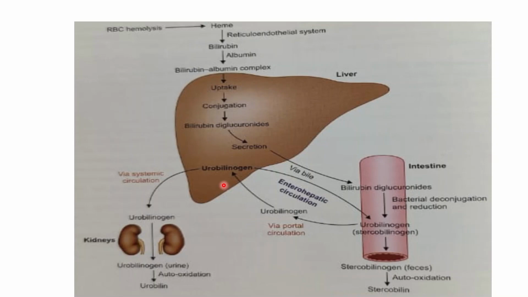This conjugated bilirubin gets converted into urobilinogen, and 90% of urobilinogen gets oxidized and converted to stercobilinogen, and it is excreted in the feces. A small amount of urobilinogen enters the enterohepatic circulation and is metabolized by the liver, and some part goes to the kidney, where it gets converted into urobilin and is excreted in the urine. So this is the whole metabolism.